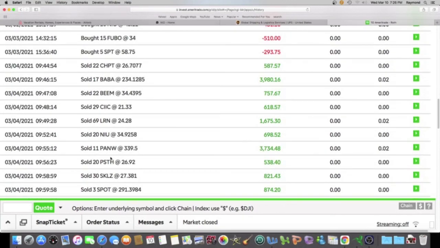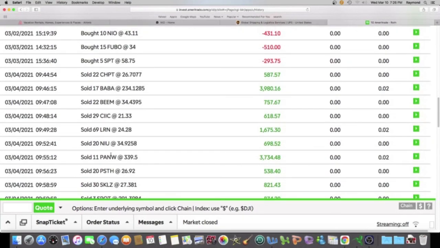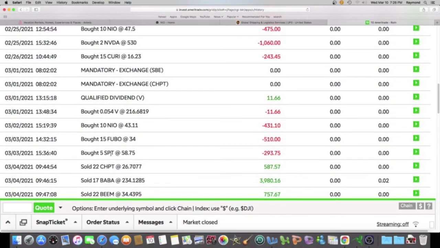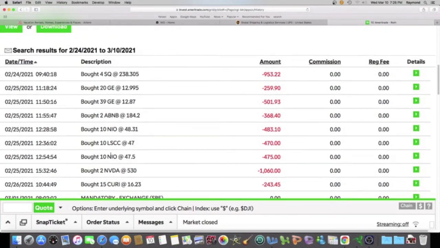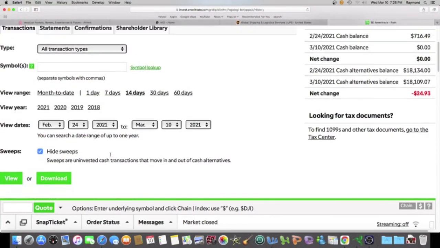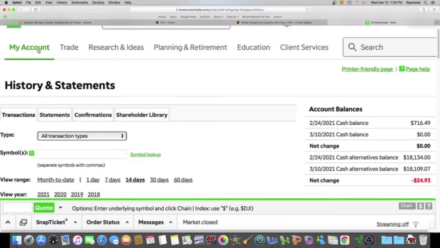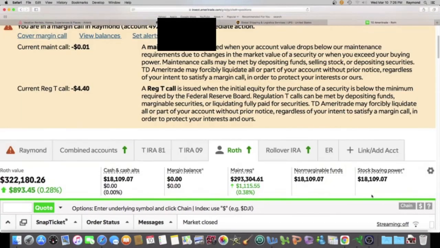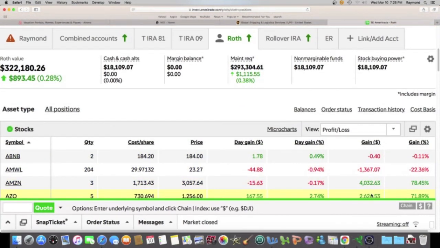Let's talk about the part that I don't want to talk about. Where am I now and where was I 2 weeks ago? So let's go back to the top and we're going to go to my account and positions. And the value of my Roth IRA is $322,180.26. The market is still open. As you know, it really doesn't close until 8 o'clock p.m. Eastern Standard Time. So I'm going to tell you what's going on, but it's going to be an approximate.